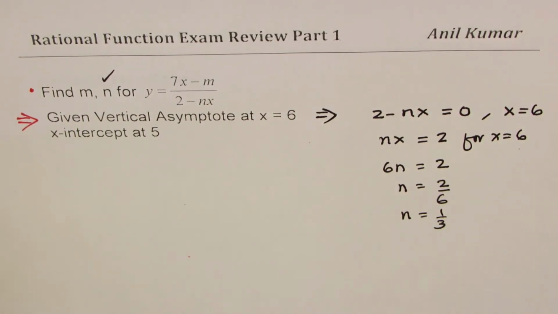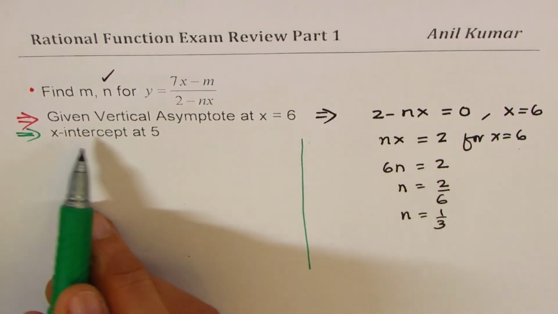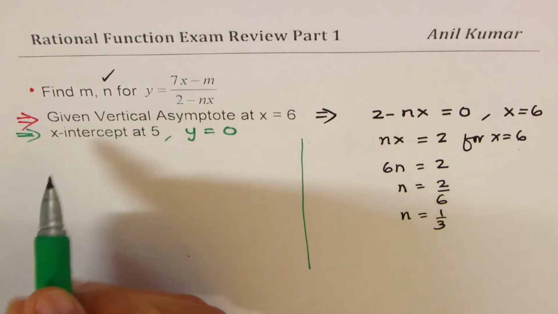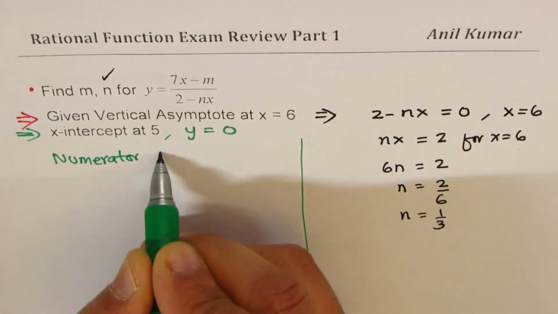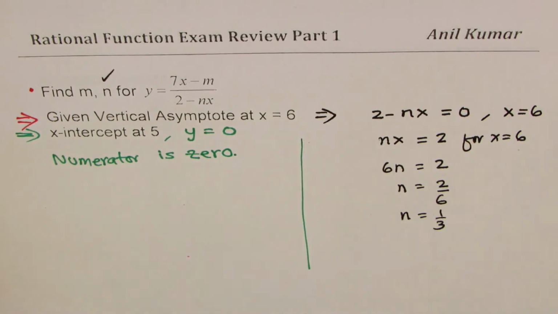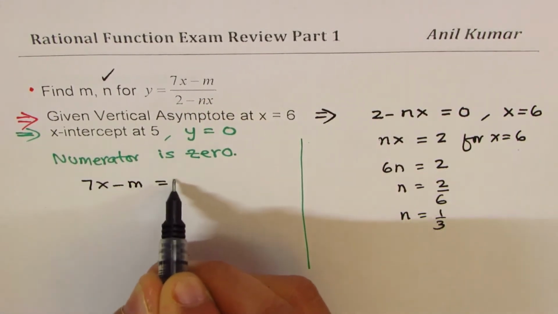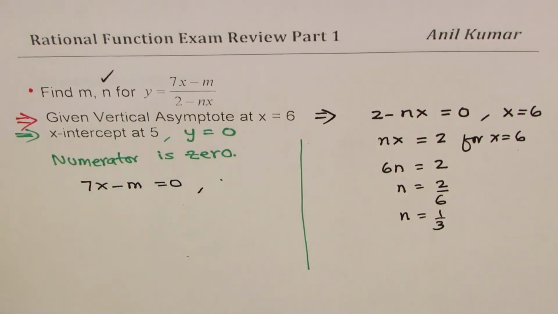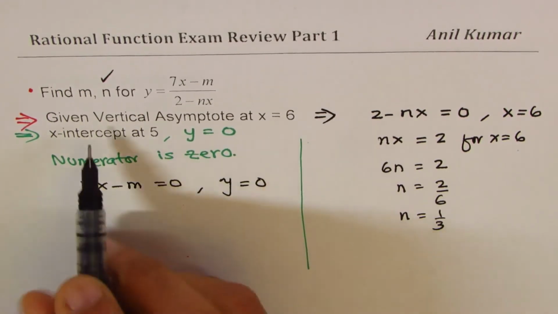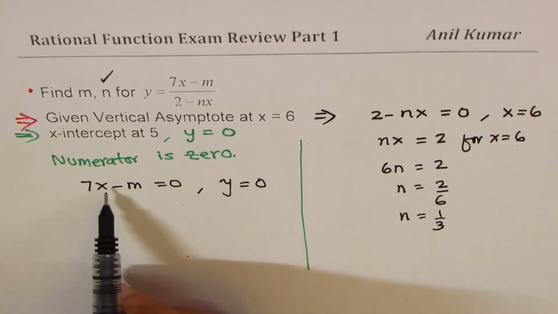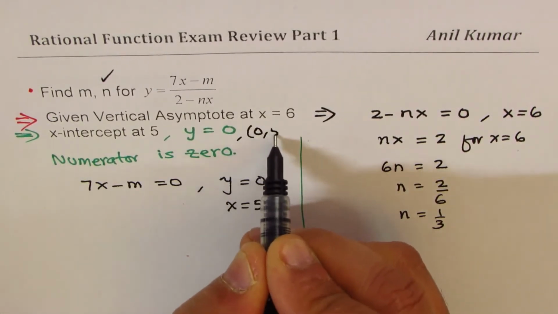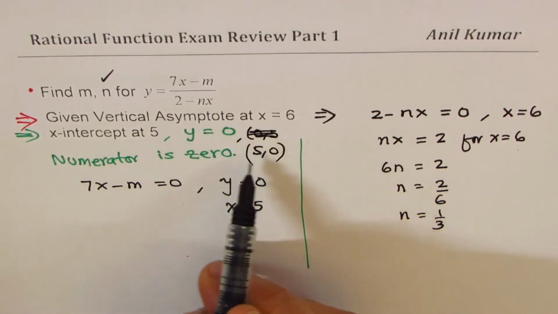Now, the second condition given to us is what? Let's look into this condition. X-intercept at 5. Now at the x-intercept, y is going to be 0. Perfect. So that is possible when the numerator is 0. Is that clear, right? So what we have to do now is equate the numerator, which is 7x minus m, to 0 for x-intercept at 5, right? So the numerator is 0 when x is equal to 5. Do you understand? So when y is 0, the x-intercept is 5. So the x-intercept means a point which is basically 5, 0, right? Y is 0, x is 5. This is what it means.